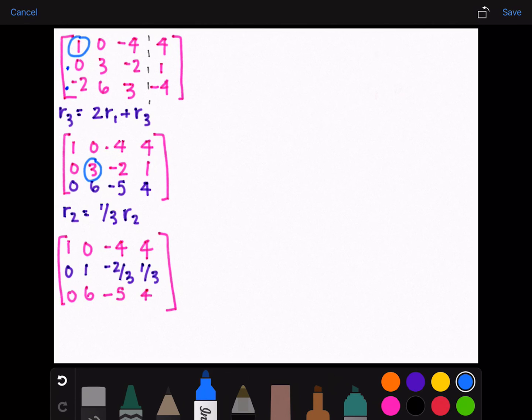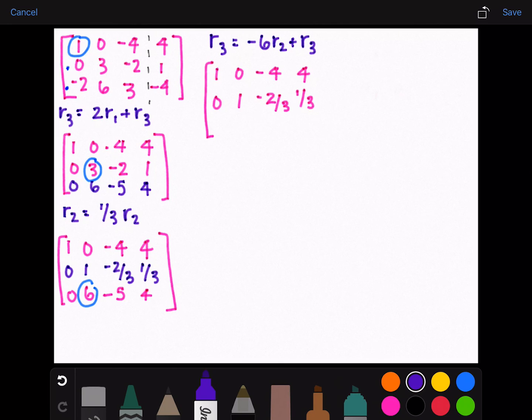Now below that 1, we have to make this a 0. To make that a 0, we'll replace row 3 with -6 row 2 plus row 3. Our first row stays the same. Our second row stays the same. Our third row is what is changing.